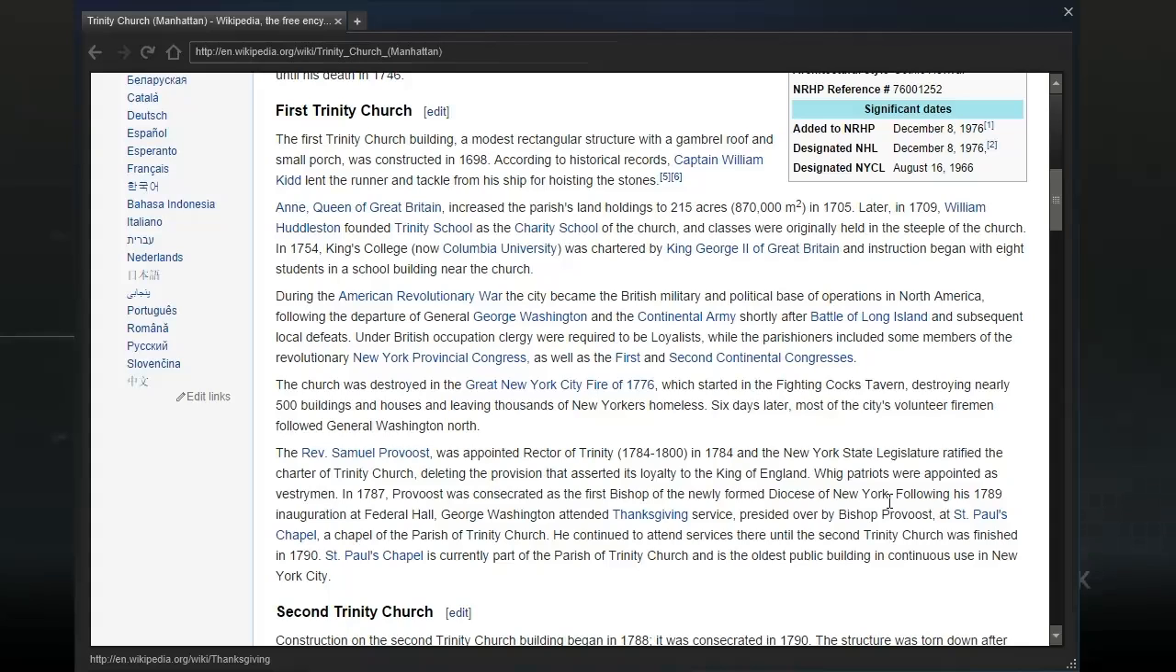Following his 1789 inauguration at Federal Hall, George Washington attended Thanksgiving service presided over by Bishop Provost at St. Paul's Chapel, a chapel of the parish of Trinity Church. He continued to attend services there until the Second Trinity Church was finished in 1790. St. Paul's Chapel is currently part of the parish of Trinity Church and is the oldest public building in continuous use in New York City.